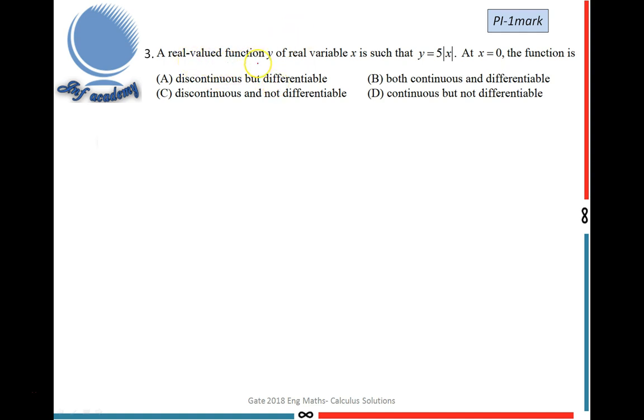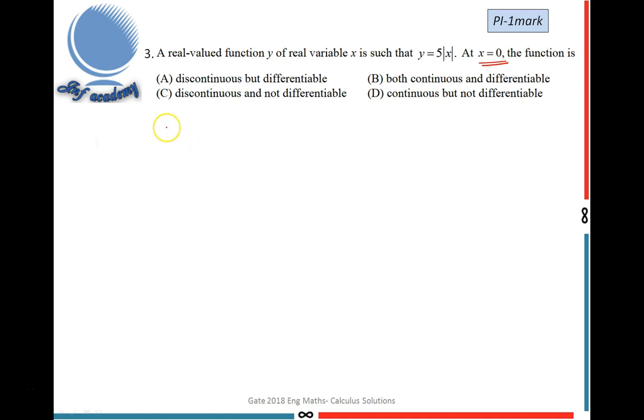Next question: a real valued function y of real variable x is such that y equal to 5 modulus x at x equal to 0. Four options are given: discontinuous but differentiable, continuous and differentiable, etc. This question is from the PI department and carries 1 mark. You have to check whether the function y equal to 5 modulus x is continuous and differentiable at x equal to 0 only. So we select x equal to 0.